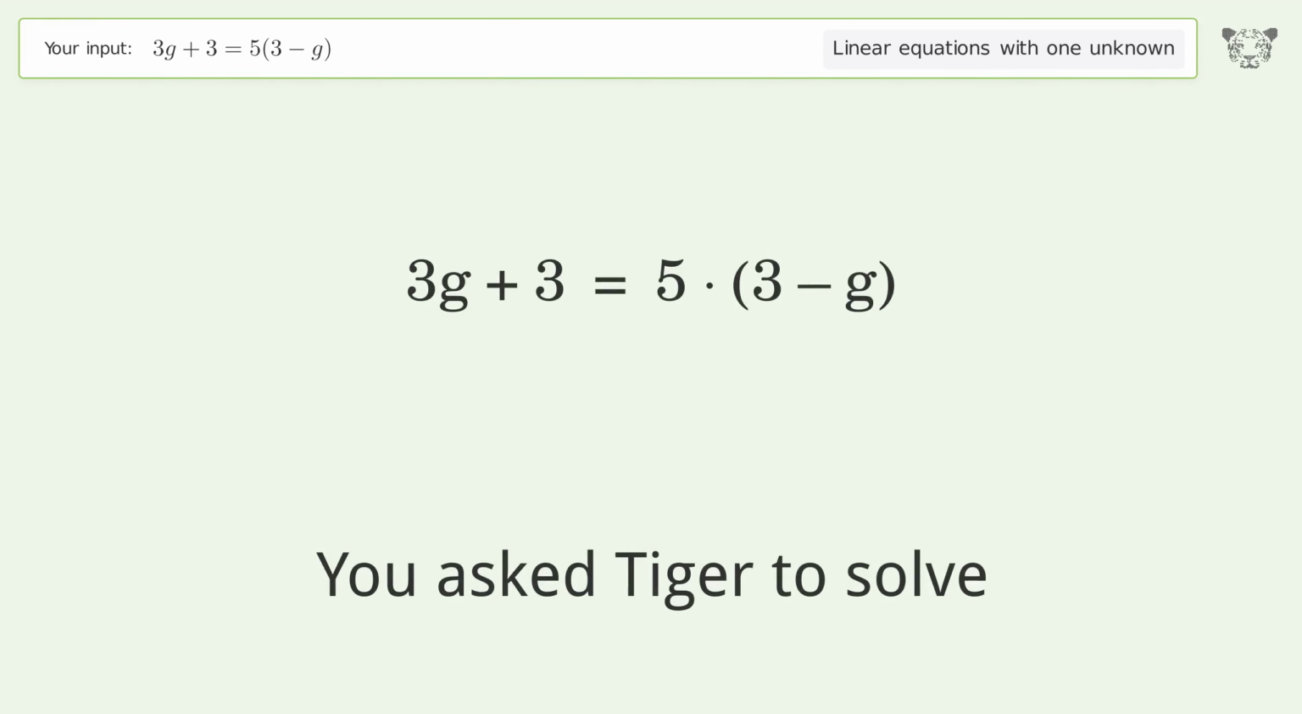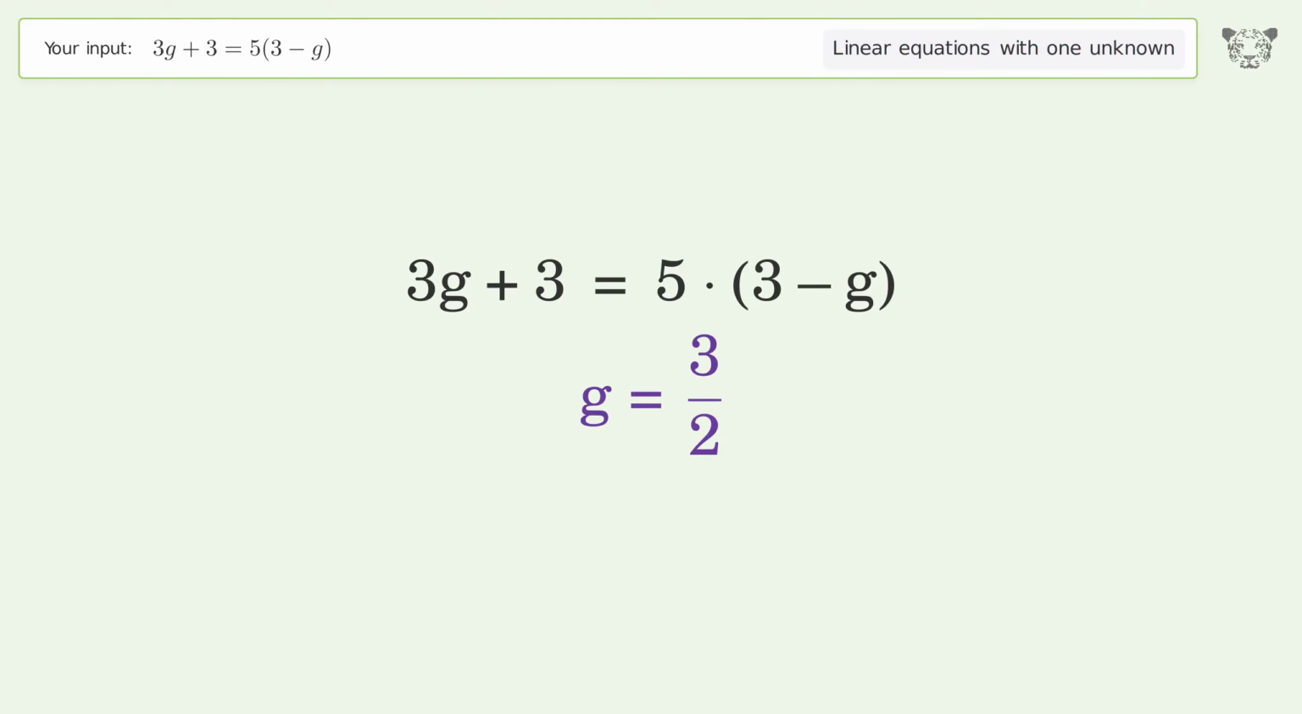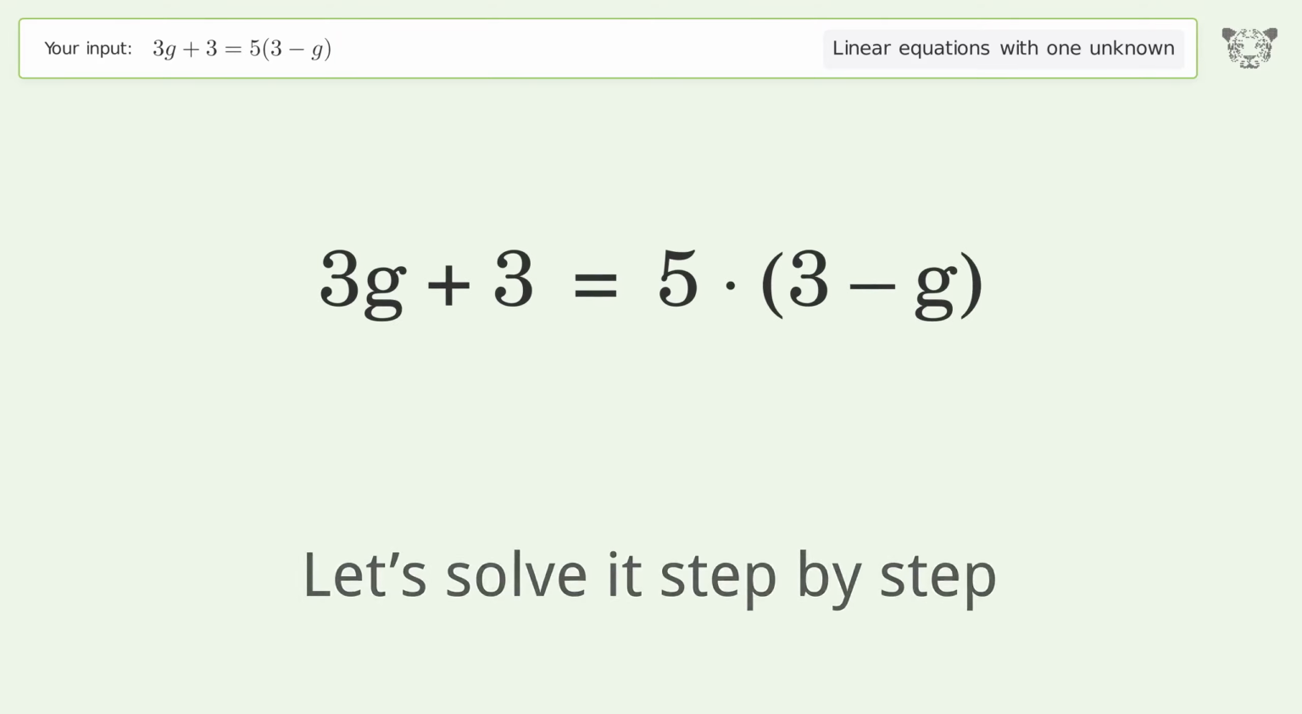You ask Tiger to solve this. This deals with linear equations with one unknown. The final result is g equals 3/2. Let's solve it step by step.